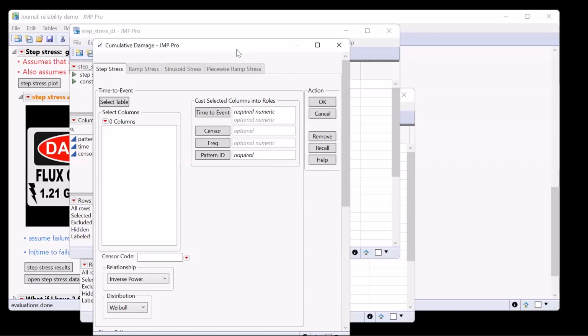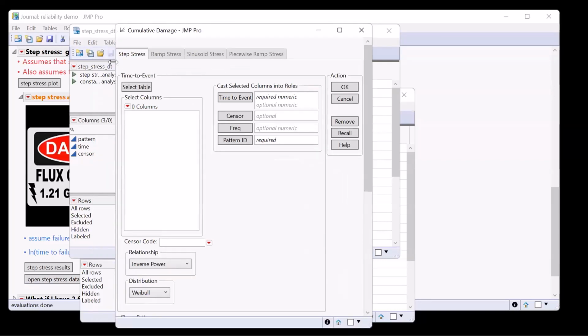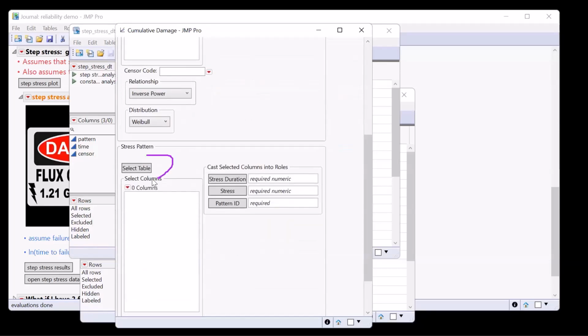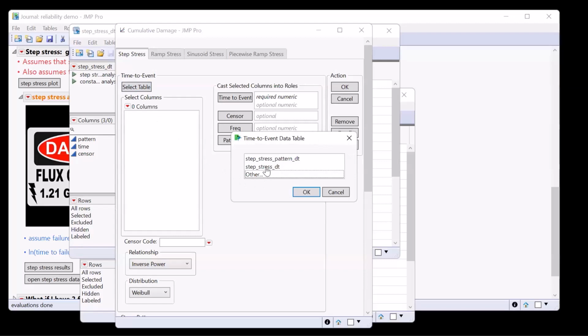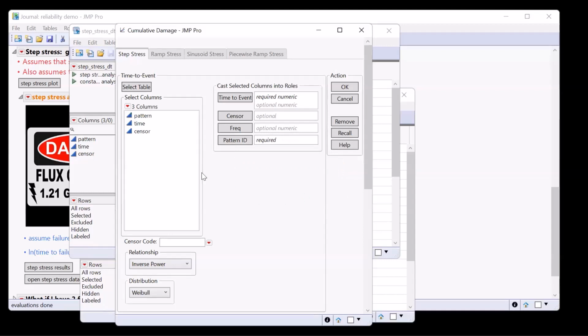And I have to tell JMP what's what. So I have to show my 2 tables: my time to event table and my stress pattern table. Okay, so let's just do this. I click on Select Table, and my time to event is step stress. So I select that one and say OK. And now, like in every other platform, I've got to tell JMP which column means what. So the time to event is time, the censoring column is called censor, and my pattern ID is called pattern. So I know what's what.